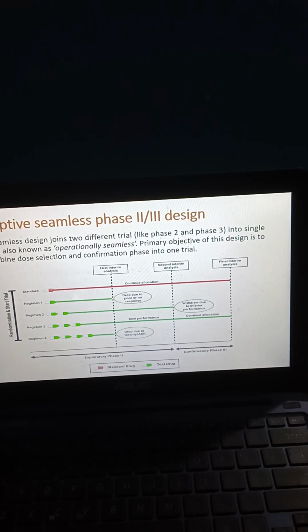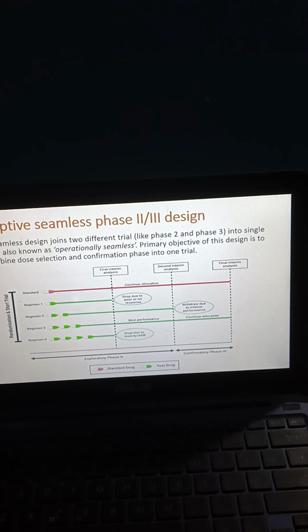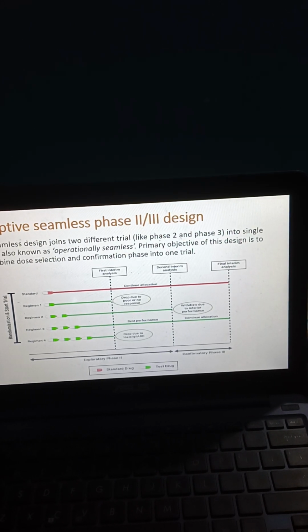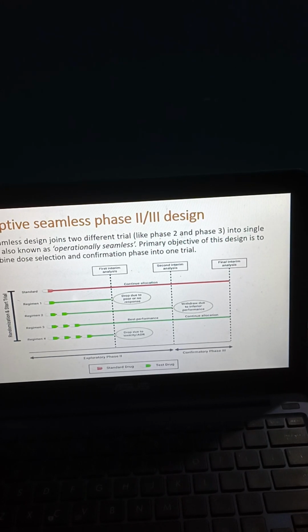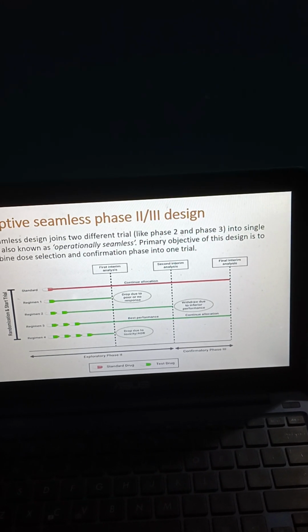And from randomization to second interim analysis is the exploratory phase 2, and from second interim analysis to final interim analysis is confirmatory phase 3.